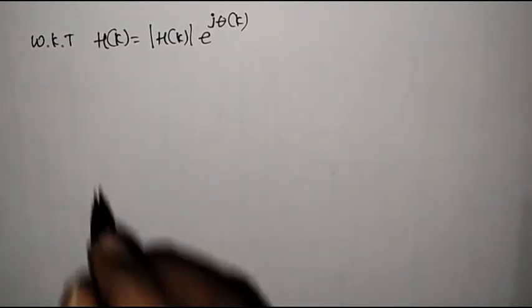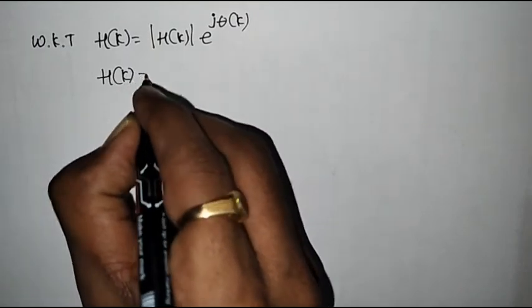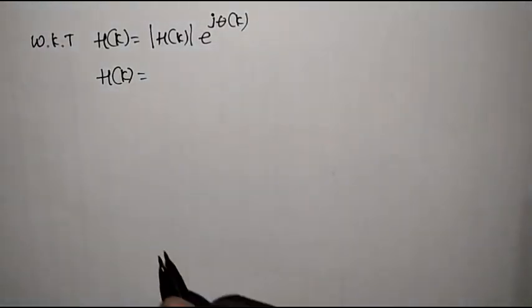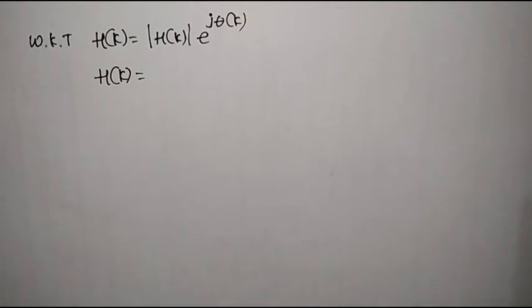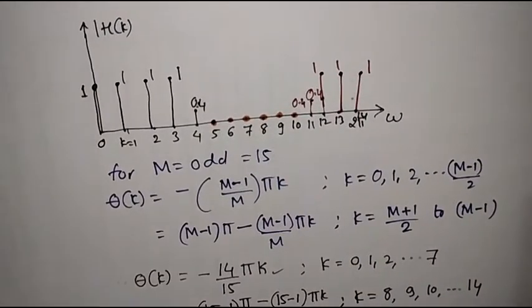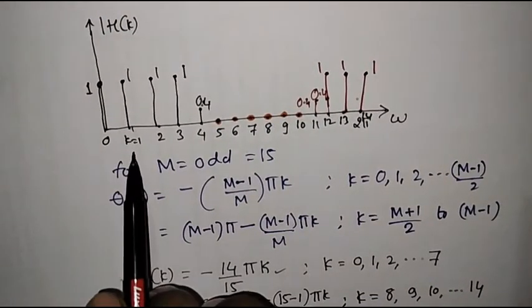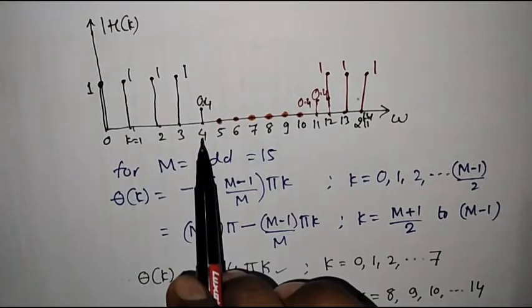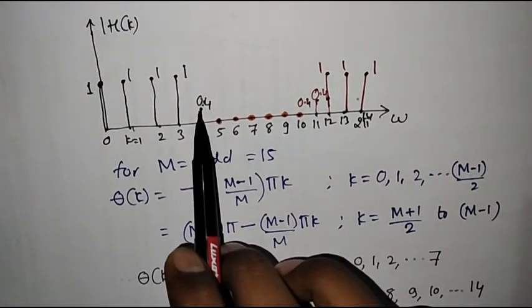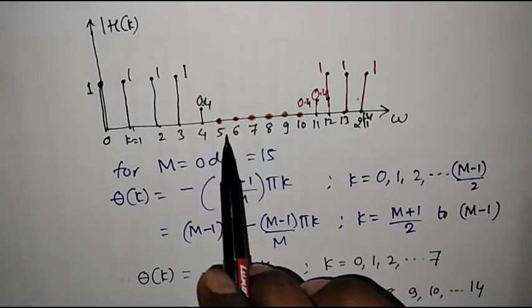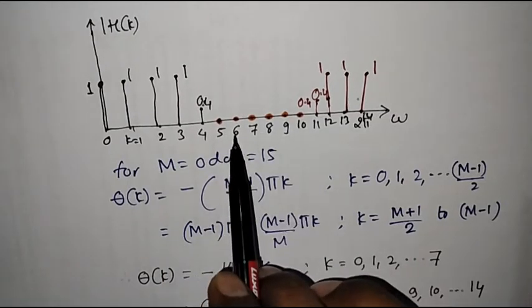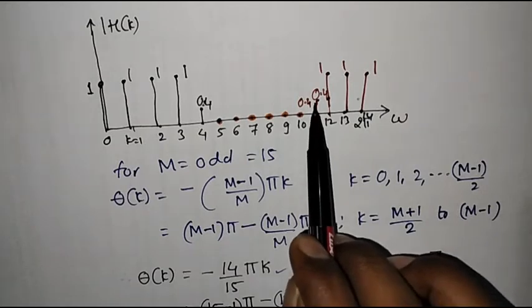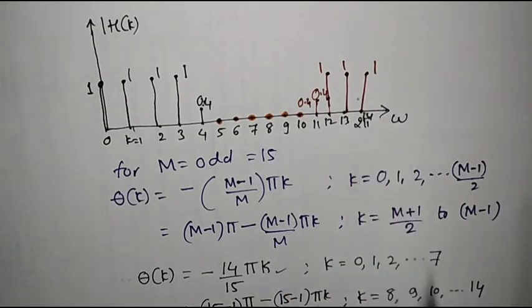Therefore I can write h of k is equal to, for k equal to 0, 1, 2, 3, the magnitude is 1. For k equal to 4, the magnitude is 0.4. For k equal to 5 to 10, the magnitude is 0. For k equal to 11, the magnitude is 0.4. For the rest of the cases, it will be 1.